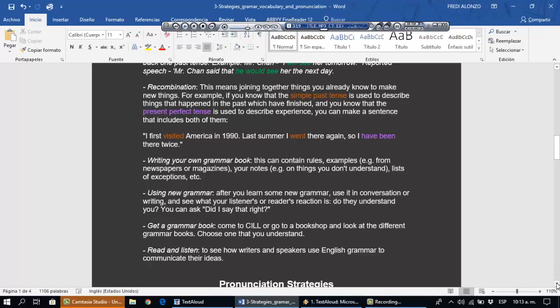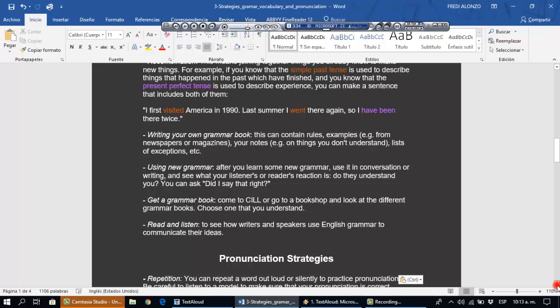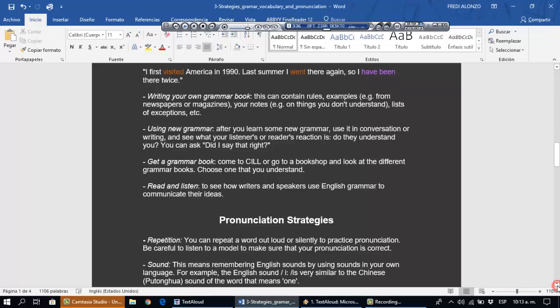Writing your own grammar book. This can contain rules, examples, e.g. from newspapers or magazines, your notes, e.g. on things you don't understand, lists of exceptions, etc. Using new grammar. After you learn some new grammar, use it in conversation or writing, and see what your listeners' or readers' reaction is. Do they understand you? You can ask, did I say that right?